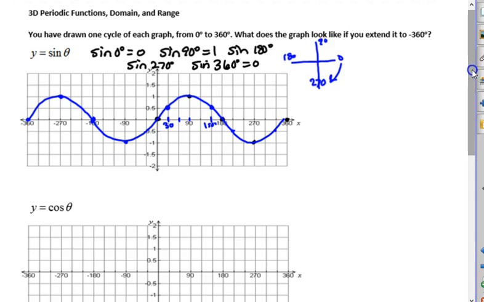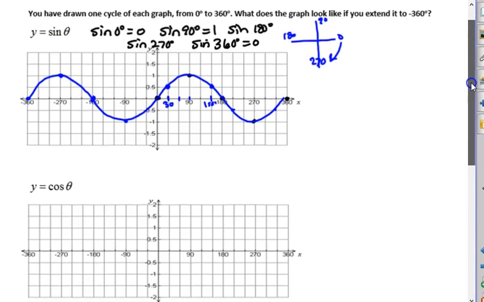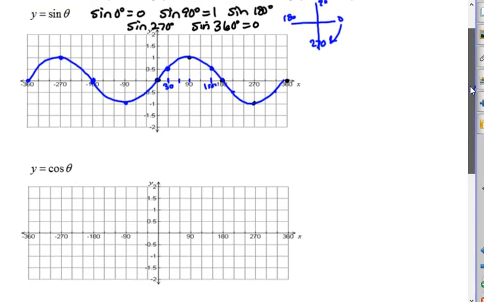Now, if we go down to the bottom, actually, we won't do that yet. Let's go ahead and do cosine. So now let's think about cosine. Cosine of 0 now is equal to 1 because we're starting up high. So remember, sine is a snake, starts at 0 and slithers around the x-axis. Cosine is a cup that starts up, so it starts up high at 1.